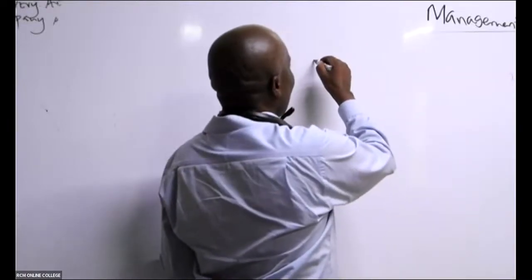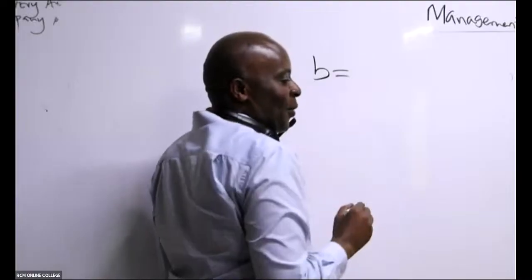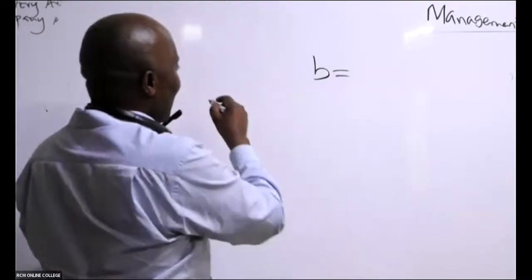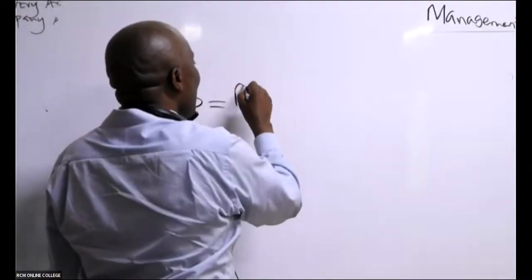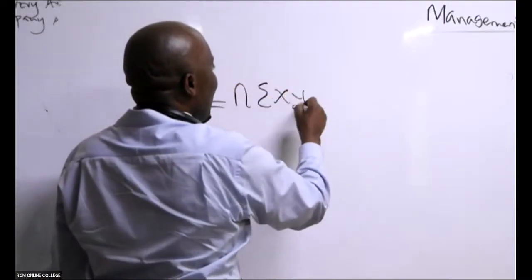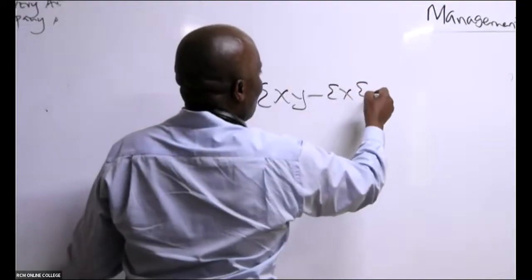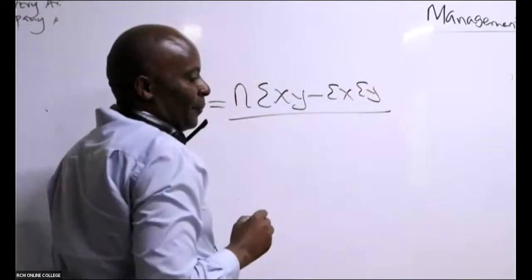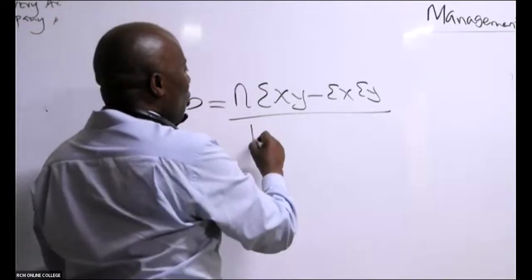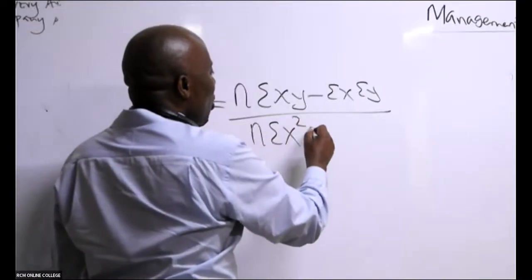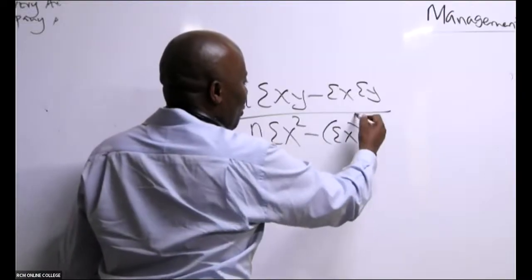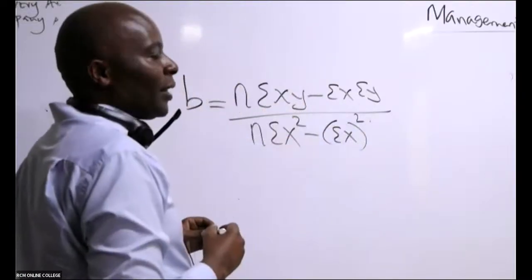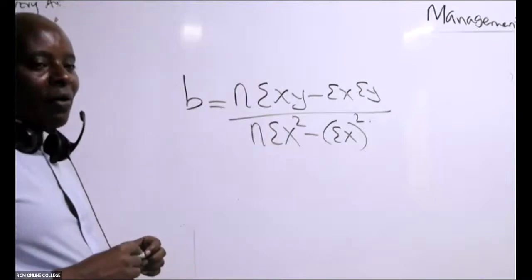So, ladies and gentlemen, we start with B. How do we get this B? Using regression analysis, to get this B, we normally take n summation of xy minus summation of x, summation of y, all over n summation of x squared minus bracket summation of x, squared. That is how we get our B.